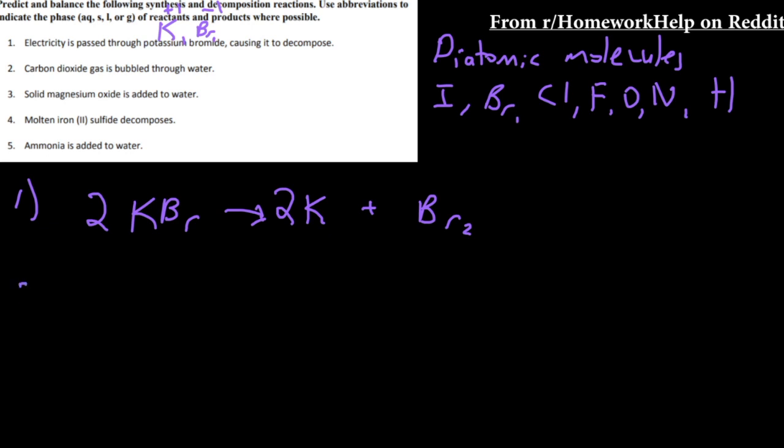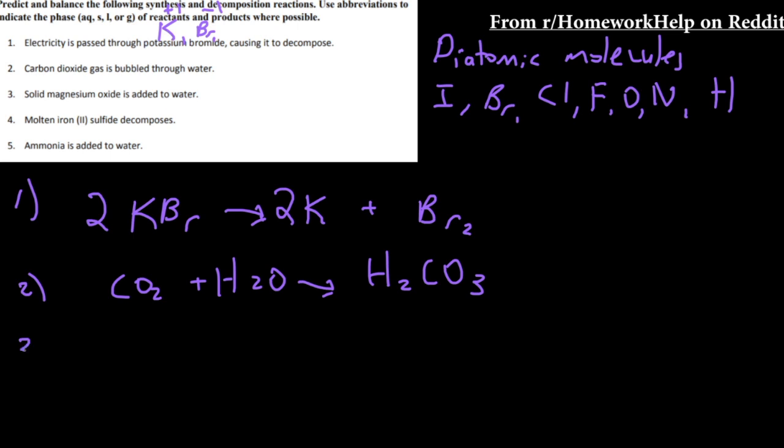Next, you have carbon dioxide is bubbled through water, okay, so CO2 plus H2O. And if you put this together, it's going to make a new compound. You have H2CO3. Usually you put a hydrogen in front, and that's how you get the final product. And from here, check if it's balanced. 1 carbon, 2 hydrogens, 3 oxygens. Good, you're balanced.